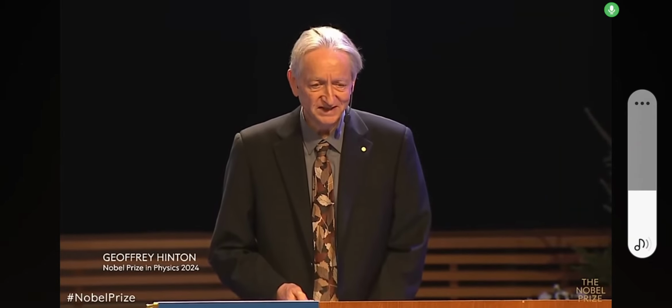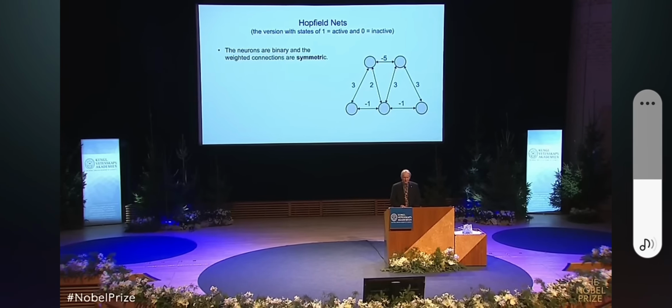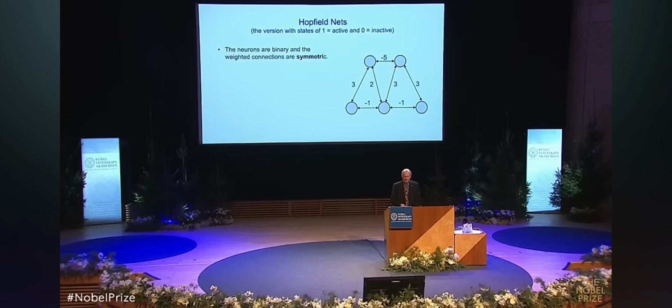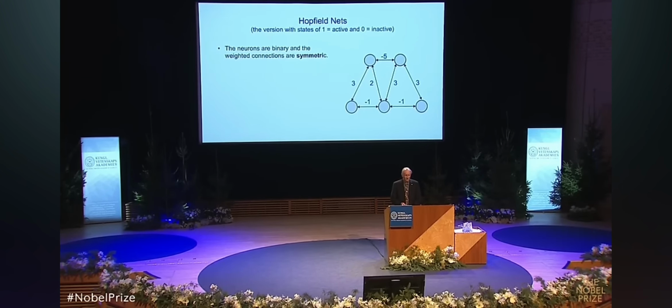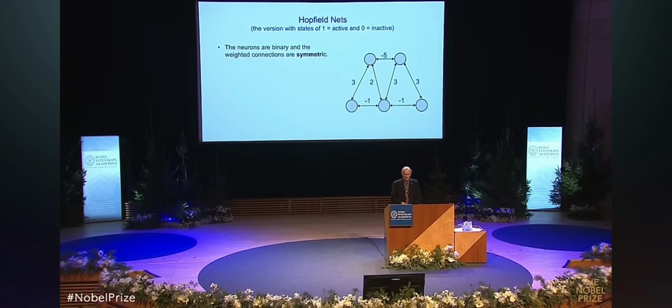Try and describe a complicated technical idea for a general audience without using any equations. So first I have to explain Hopfield nets, and I'm going to explain the version with binary neurons that have states of 1 or 0. On the right there you'll see a little Hopfield net, and the most important thing is the neurons have symmetrically weighted connections between them.